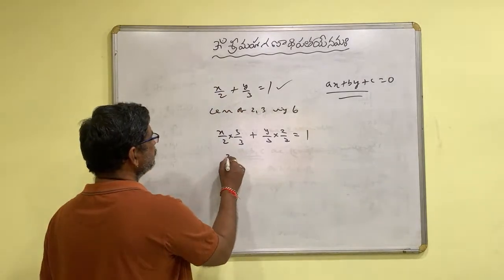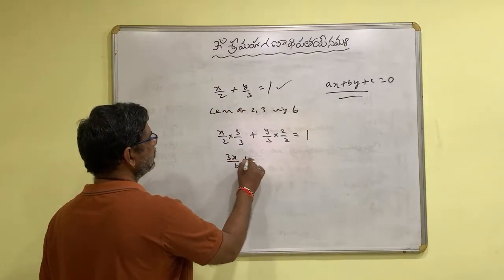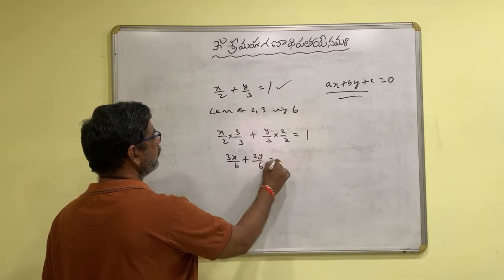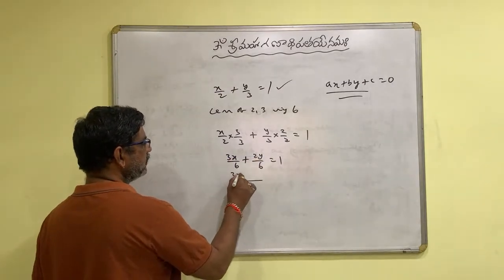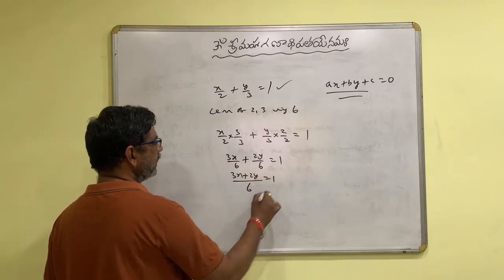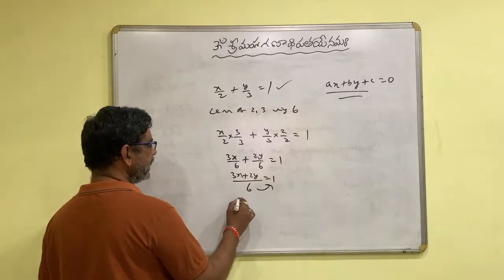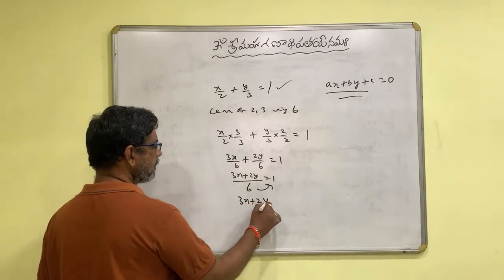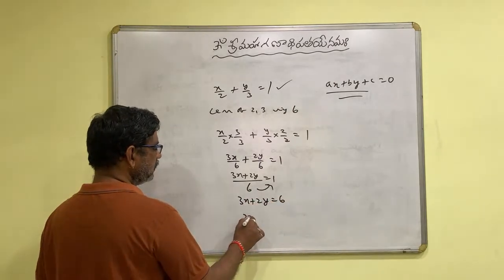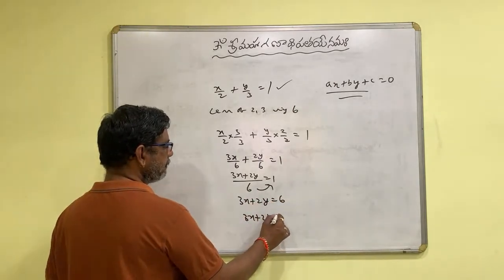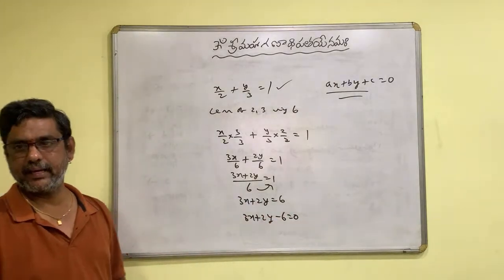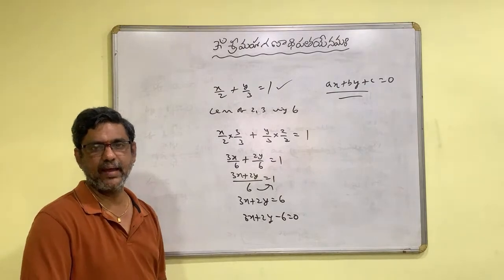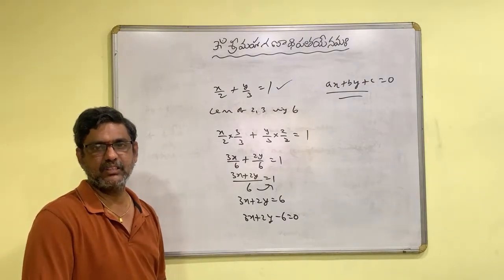So it becomes 3x by 6 plus 2y by 6 is equal to 1. Take 6 common: 3x plus 2y is equal to 6. Send this 6 to that side. 3x plus 2y minus 6 is equal to 0.